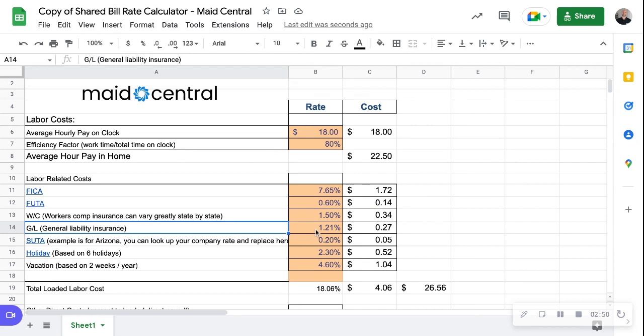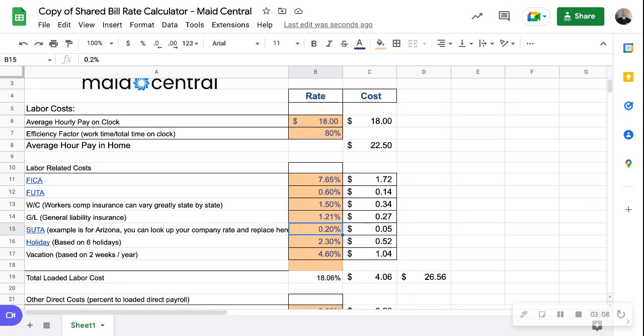Your general liability, again, this is going to be based on your company, but general liability is generally tied to your wages. So it is fluctuating with wages, somewhere between 1% and 2% for most companies. Your state unemployment, this was done for the state of Arizona, but your state may have higher or lower state unemployment cost. So you put that in there. You can find your rate for your company. They usually mail that out to you once a year.